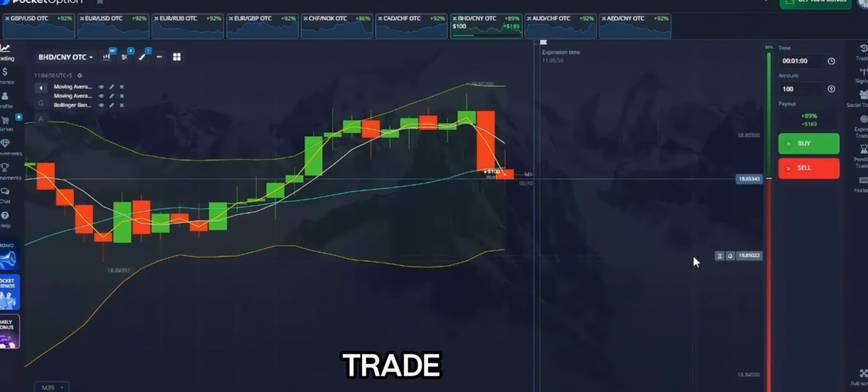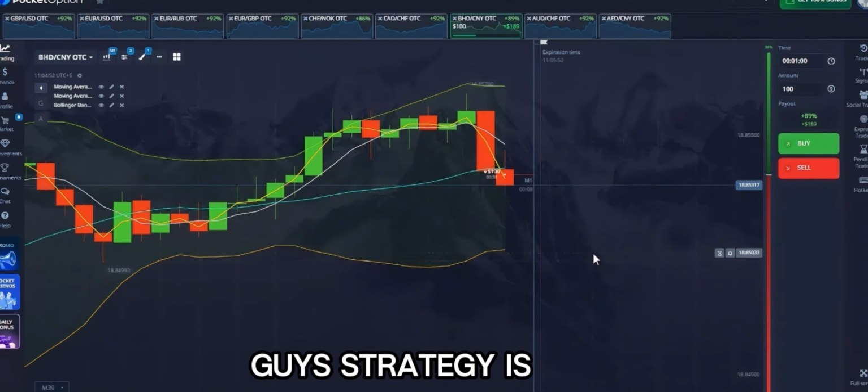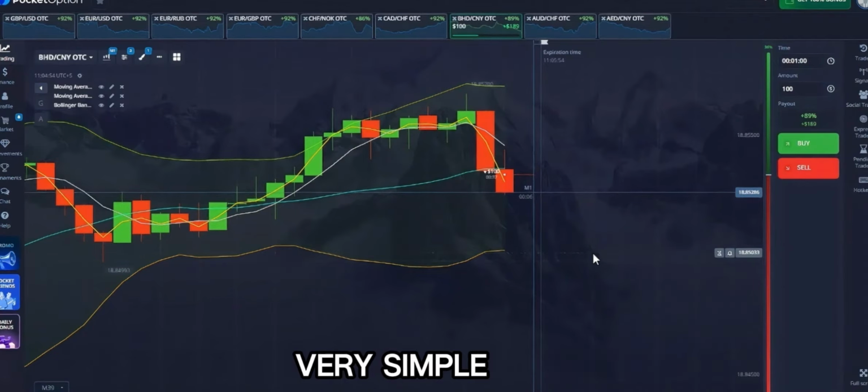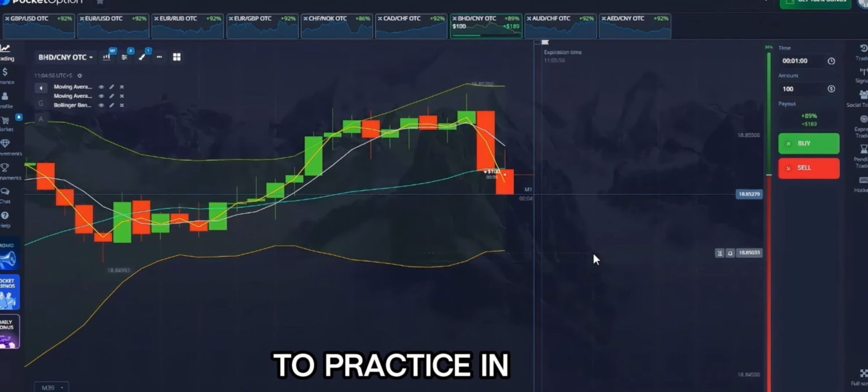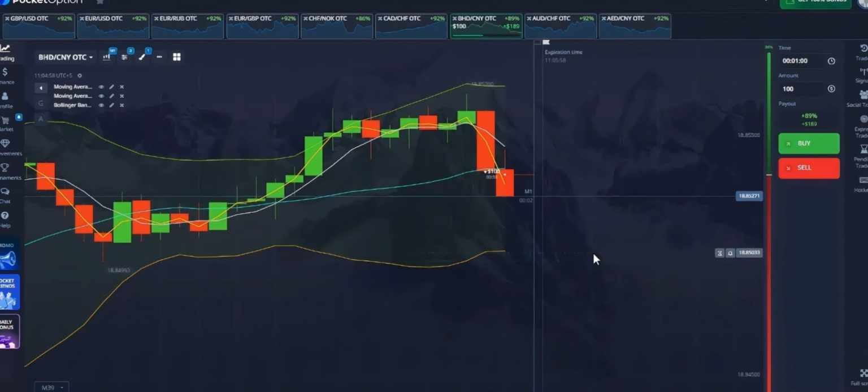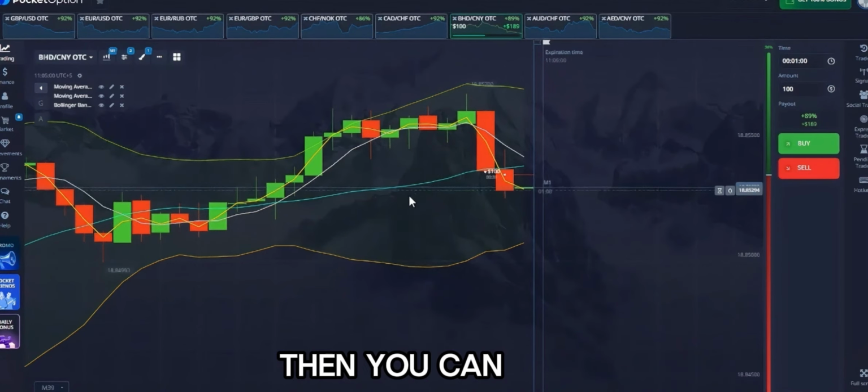Guys, the strategy is very simple. You just need to practice in a demo account, then you can go live.